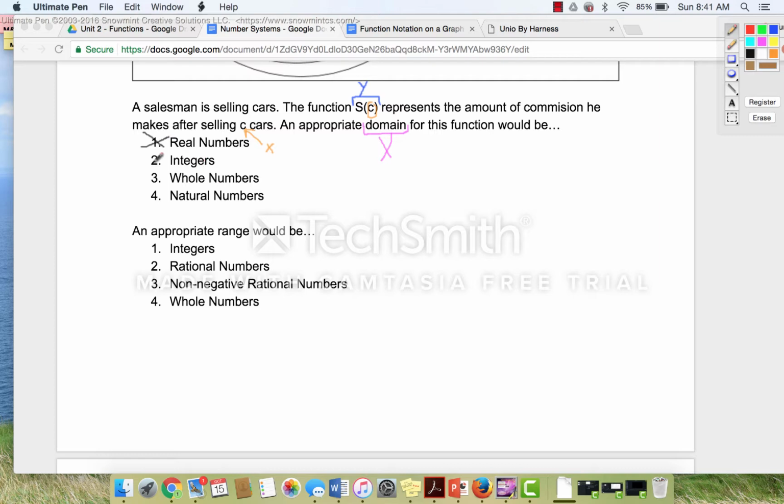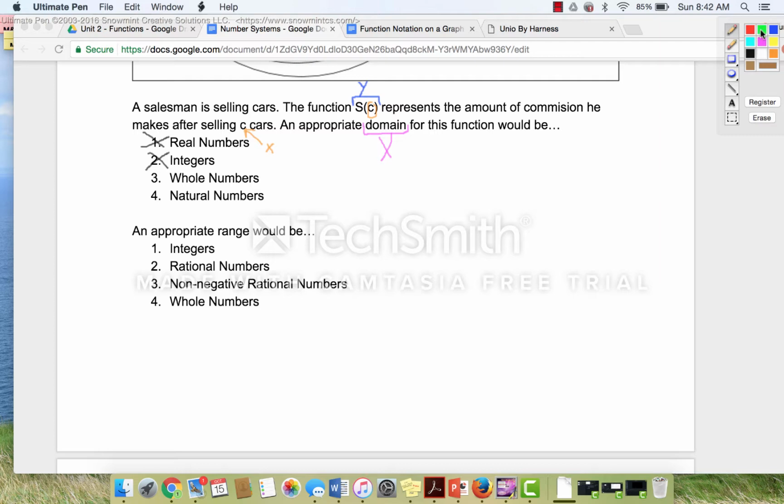All right. Integers. This is where my negative numbers come in. Can I sell negative 4 cars? I cannot. Unless, no, not even if I'm truly terrible. Unless people start returning their cars to me. But I don't think that's what's going to happen. So integers are out because you can't sell negative cars.